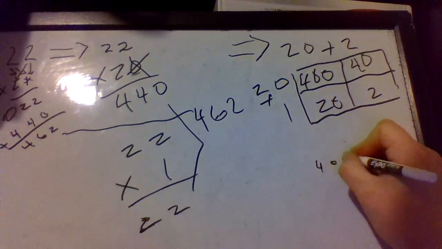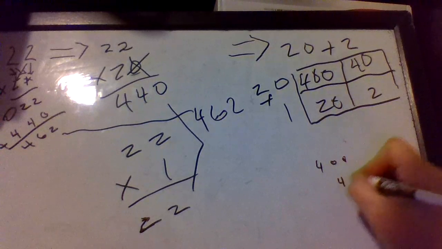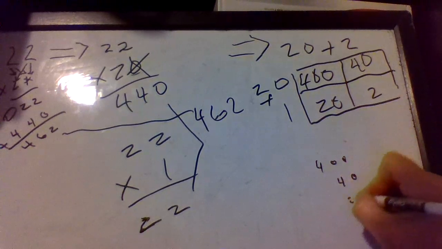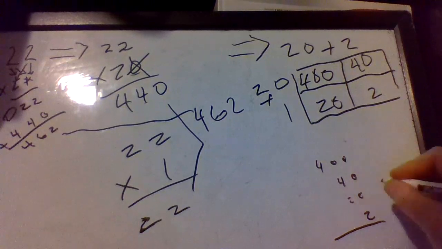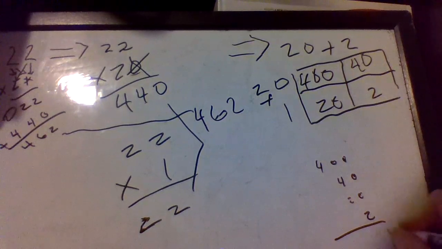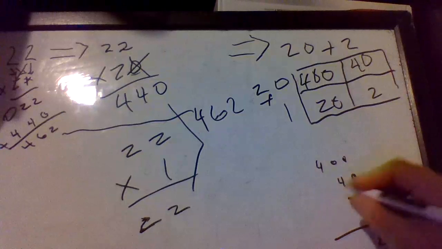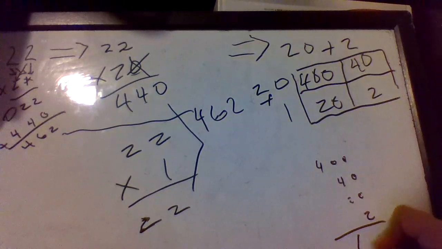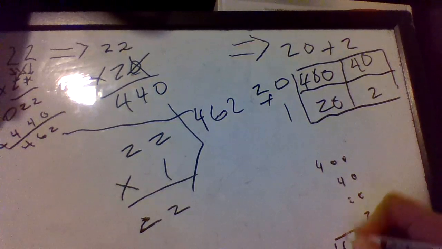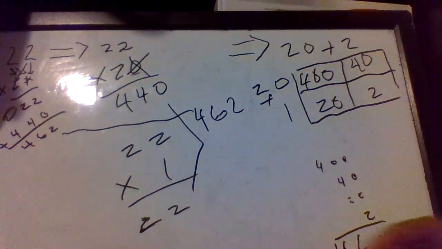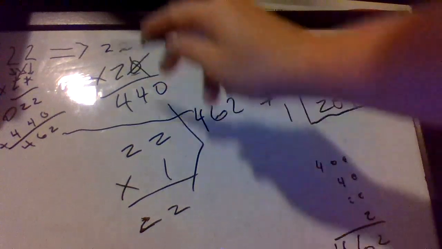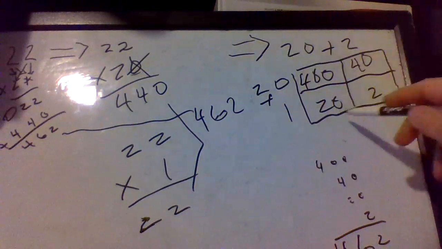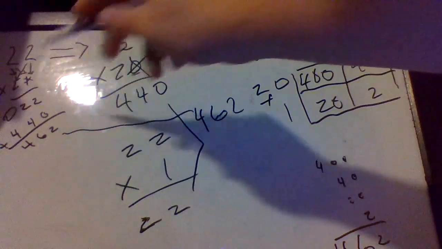400 plus 40 plus 20 plus 2. 0 plus 0 plus 0 plus 2 is 2. 0 plus 4 plus 2 is 6. And when we bring down your 4, so as you can see, we got the same thing 3 different ways. Partial products, box method, and standard algorithm.